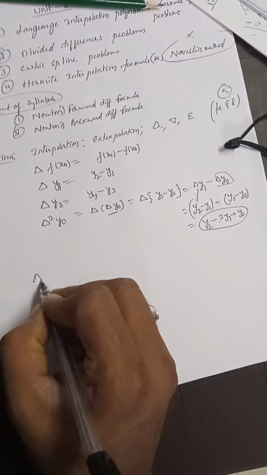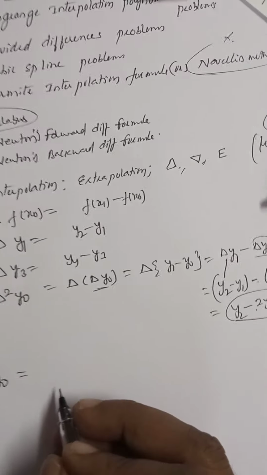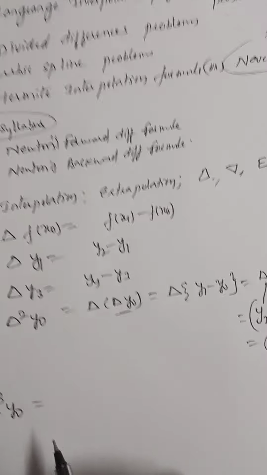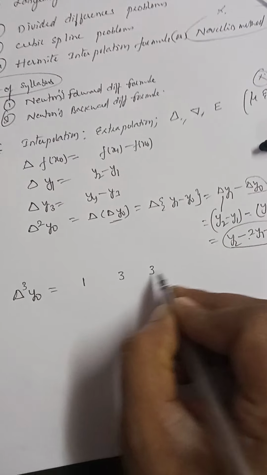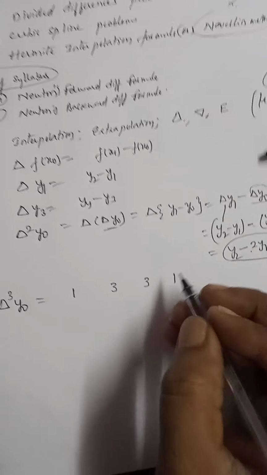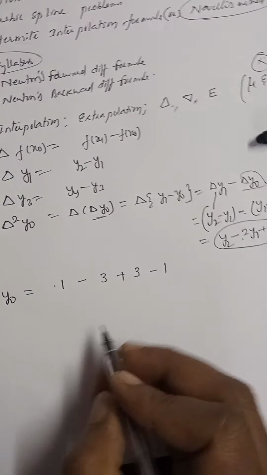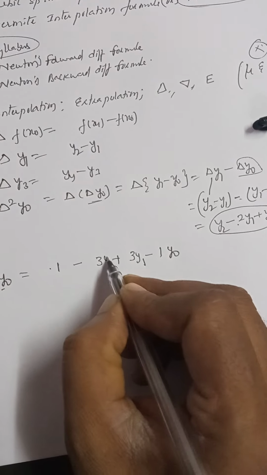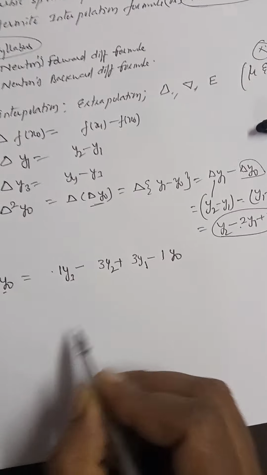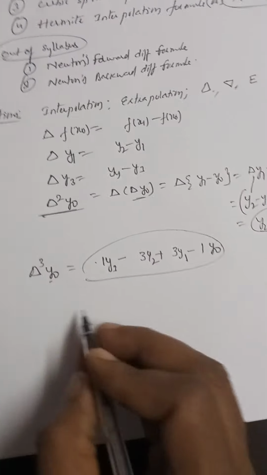Suppose you want to find delta cube y0, simply use the coefficients. Pascal triangle coefficients or binomial coefficients, that is 1 3 3 1, right? Now alternate sign, plus minus plus minus. Now starting from y0, here y0, then y1, this is y2, this is y3, this is the answer. Suppose you want to check with this one, you can also check.